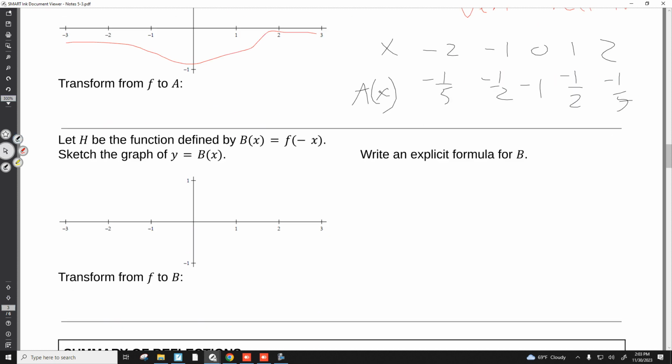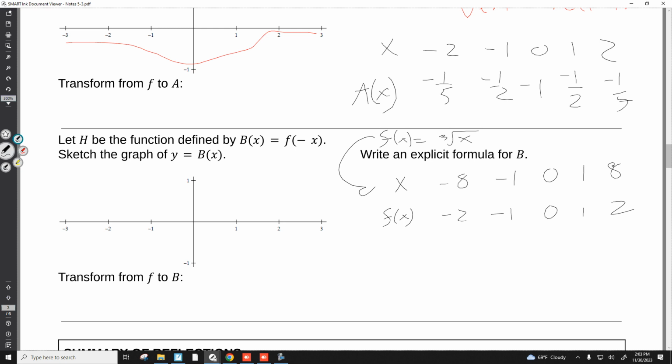This was extremely hard to see using this function. So I'm going to change the function. Let's talk about f of x equals the cubed root of x. Okay, new table. X, f of x. The cubed root of -8 is -2. The cubed root of -1 is -1. The cubed root of 0 is 0. The cubed root of 1 is 1. The cubed root of 8 is 2.